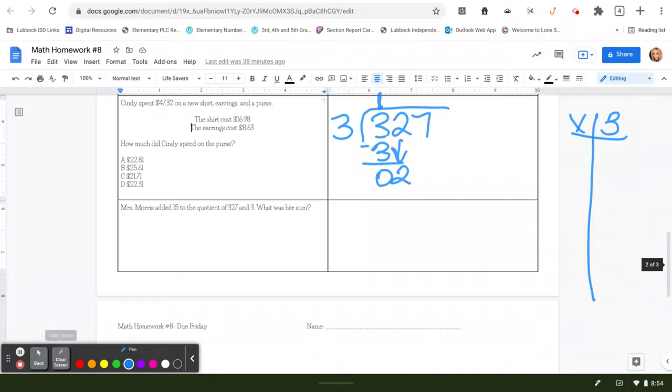If the bank has $2 and I need $3, can I get my money? No, I can get my money 0 times. Bring down my next digit. Now the bank has $27. Can I get my money? Yes, 9 times, and I'm going to empty the bank. So now I know the next step to my problem is to do 109 plus 15.